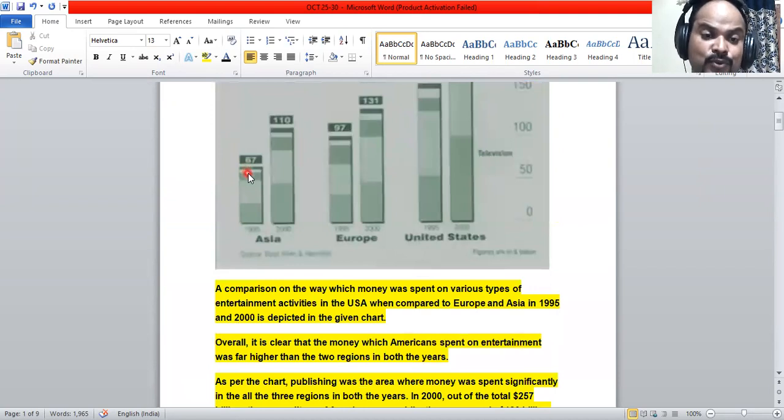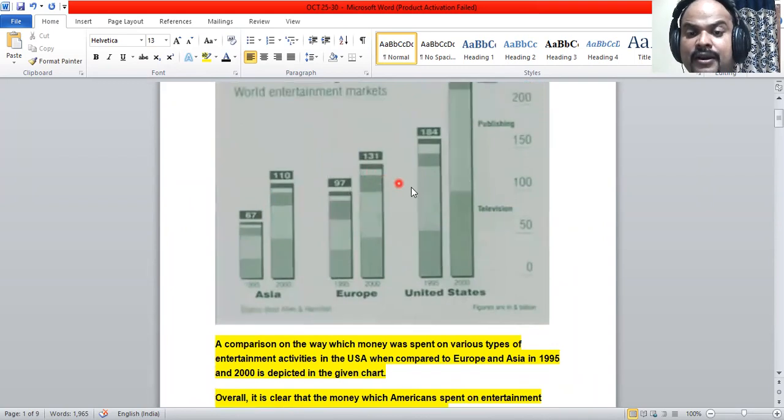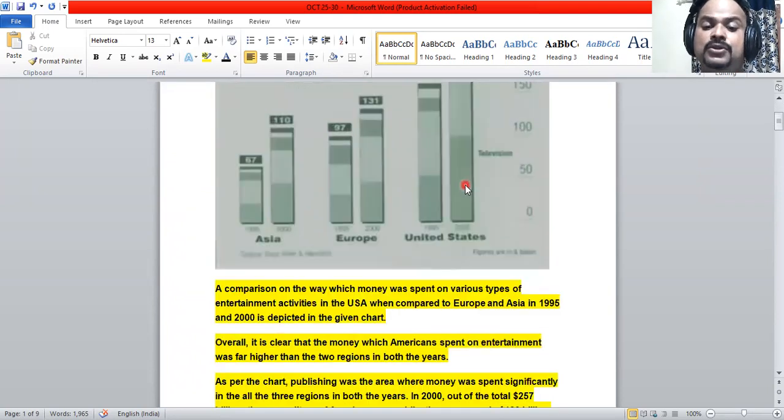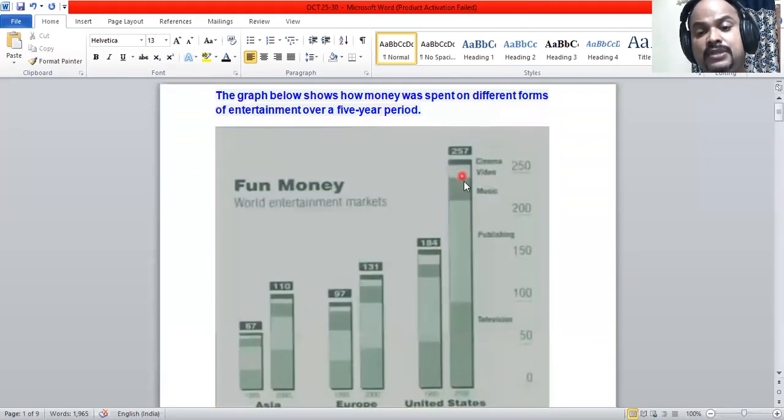You can say it is around 20 billion dollars here, around 30 billion dollars here, around 40 here, and here it's around 50 billion dollars. So you can see the minimum range is around 20 billion dollars and the maximum range is about 50 billion dollars. So I have set the range between these two figures. Of this, music was the most preferred, while cinema was the least preferred.